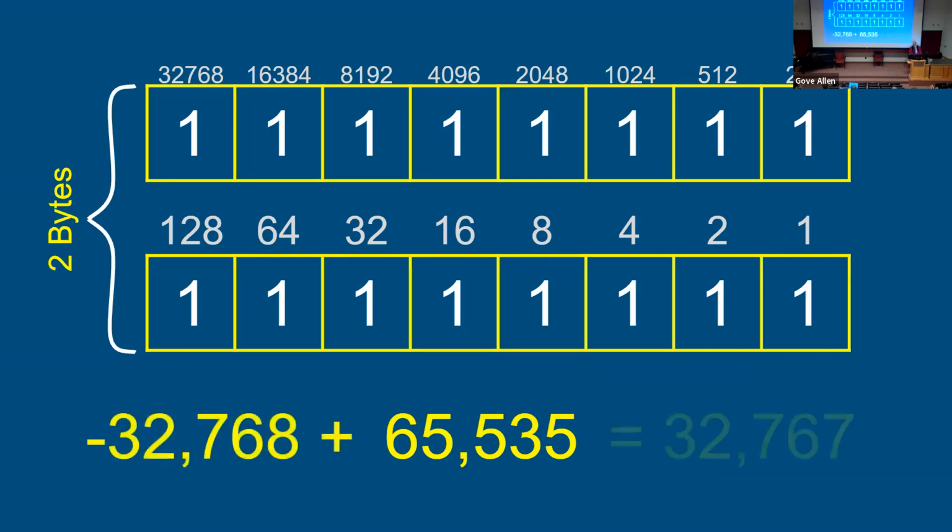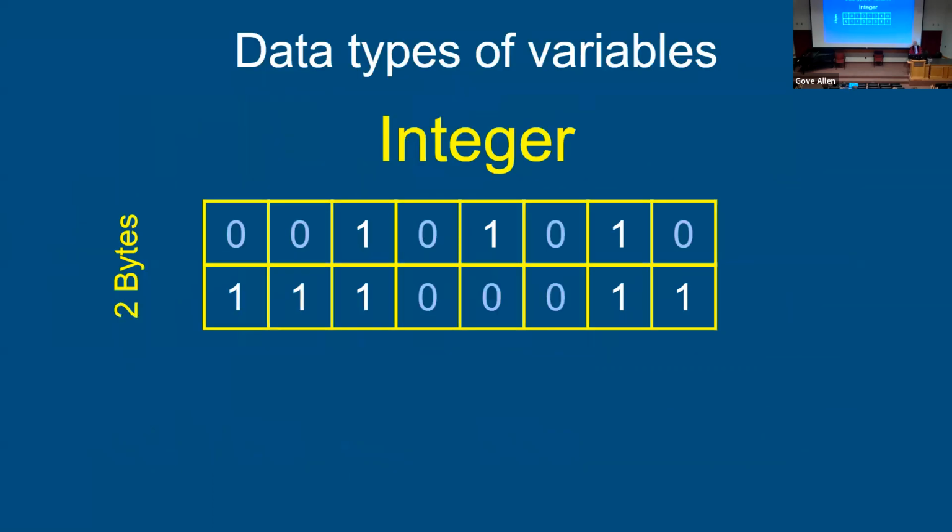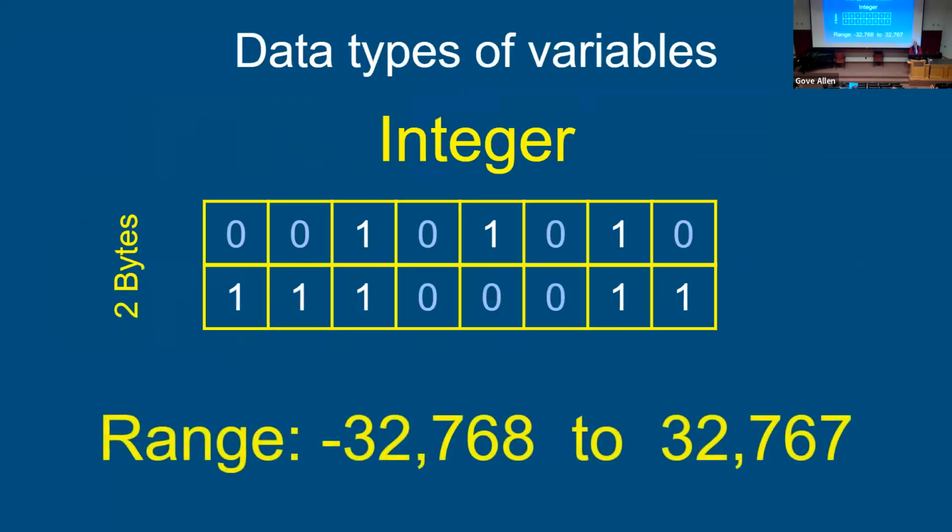Full up then is as big as it can go. And so we can see 32,767 is the highest it can go. So the effective range for integer is going to take 2 bytes, and it's going to be that lowest value up to the highest value. So plus or minus 32,767 or so.